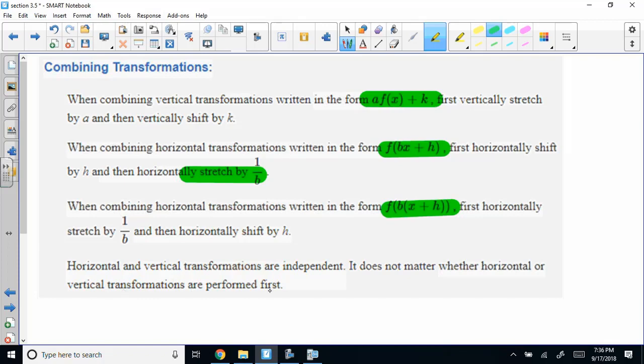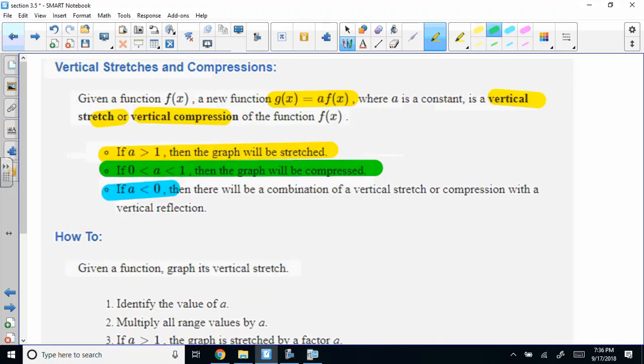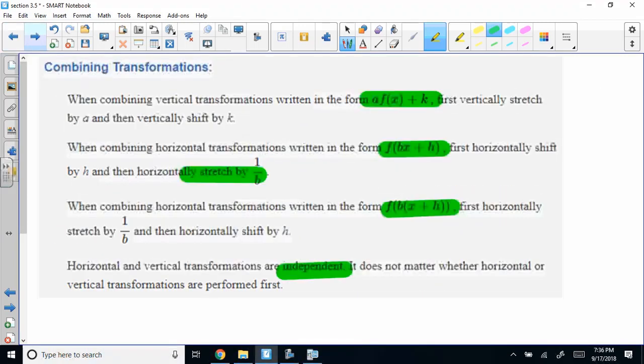Horizontal and vertical transformations are independent. It doesn't matter which one you do first. You've got to make sure, but we're not going to graph them, so that's the good part. At least the problems that I chose for you to work from the homework, we're not graphing them, right? Horizontal, vertical. Okay, got it.